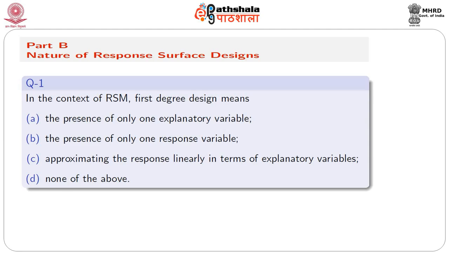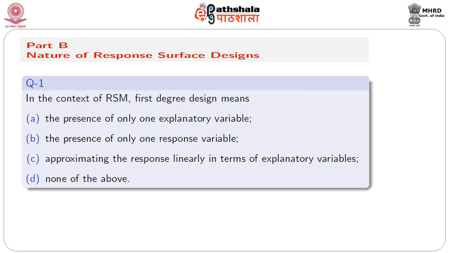Again, it will be mostly in the form of MCQs. Let us start with understanding the nature of response surface designs. Question number 1 reads: in the context of RSM, first degree design means what? The presence of only one explanatory variable, the presence of only one response variable, approximating the response linearly in terms of explanatory variables, or none of the above.